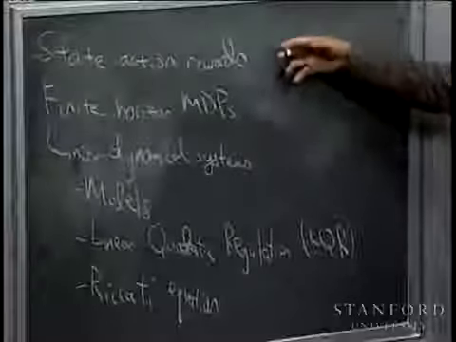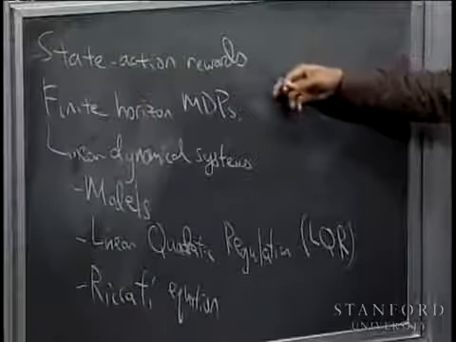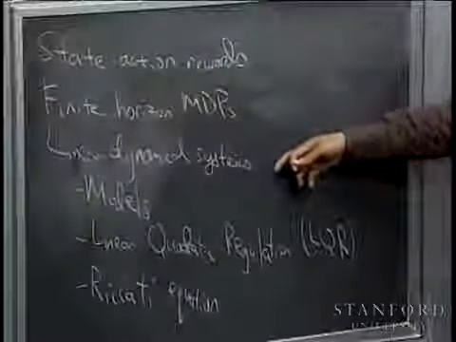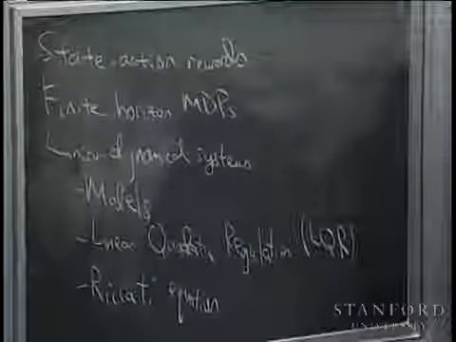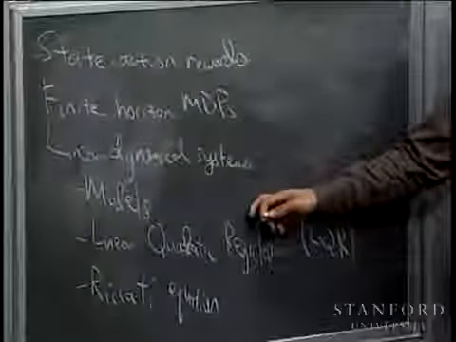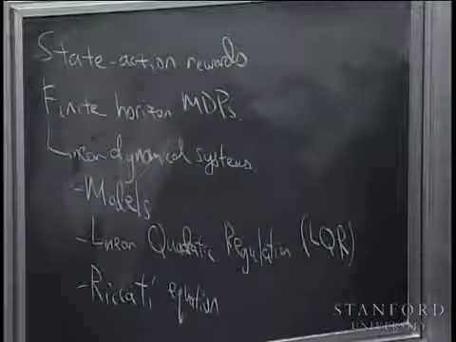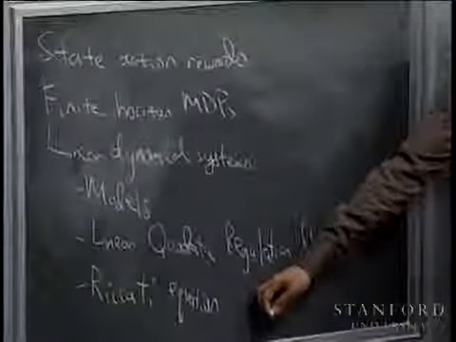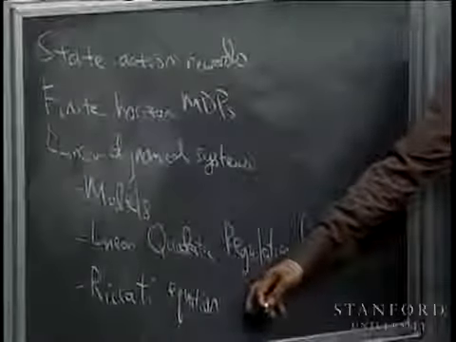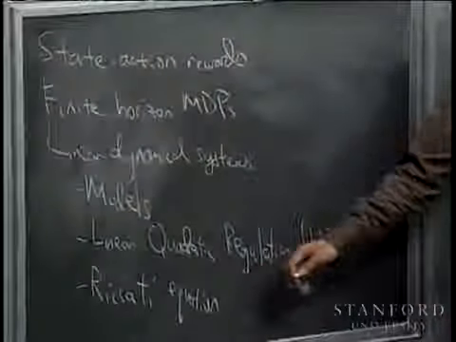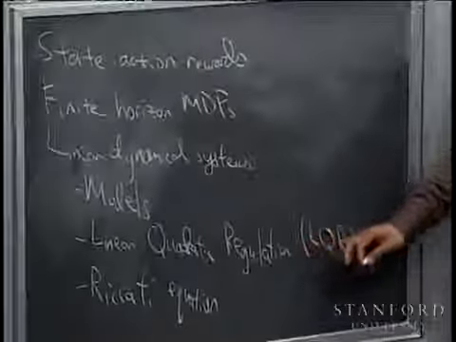And then using this slightly modified definition of an MDP, I'll talk about linear dynamical systems. Spend a lot of time talking about models for linear dynamical systems, and then talk about LQR, or linear quadratic regulation control, which will lead us to something called the Riccati equation, which is something we will solve in order to do LQR, linear quadratic regulation control.